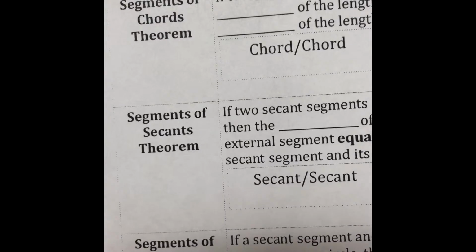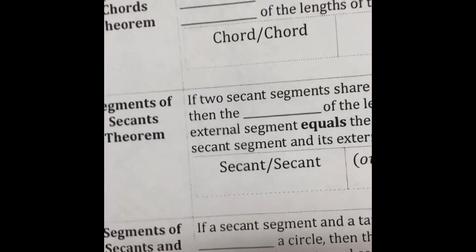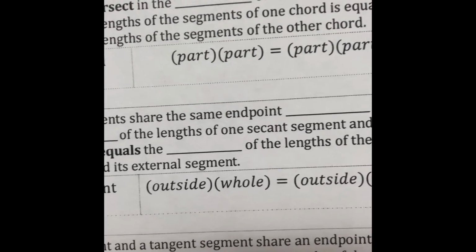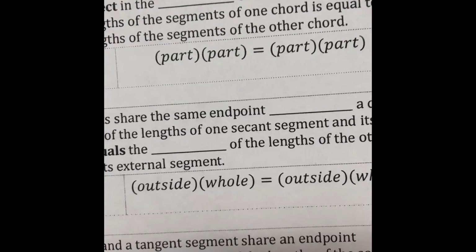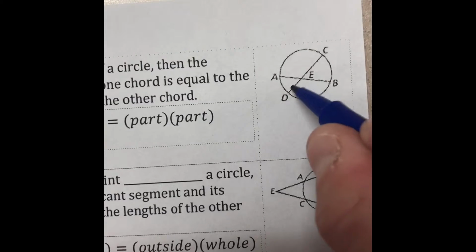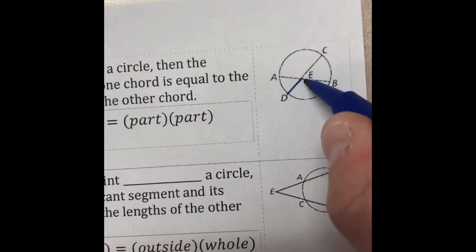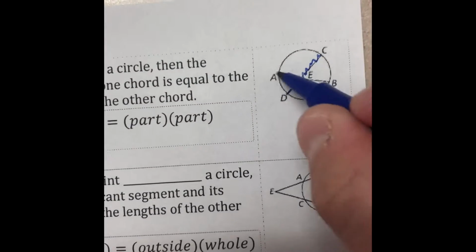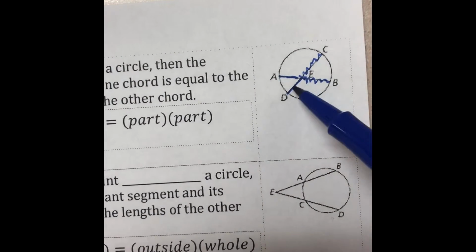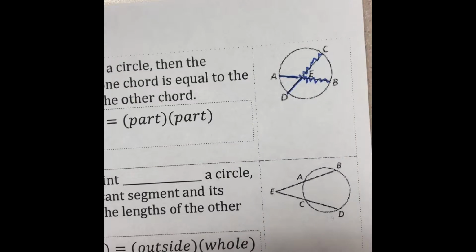You'll have the filled out notes that you can follow along to fill in the blanks. This is whenever you have two chords. We're going to see them break up into different parts, so that's why it says part times part equals part times part. In this particular picture, ED times CE will be equal to AE times EB. You'll multiply the parts together and set them equal.